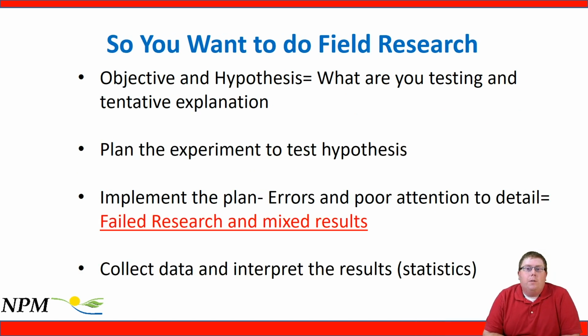So you want to do some field research. What are some good steps? We want an objective and a hypothesis. This is what you're testing and a tentative explanation of the research. We want to plan the experiment to test this hypothesis, and then we want to implement the plan. Errors and poor attention to detail can result in failed research and mixed results that are going to be very hard to interpret and probably have very little value. We want to collect data and interpret the results through statistics.